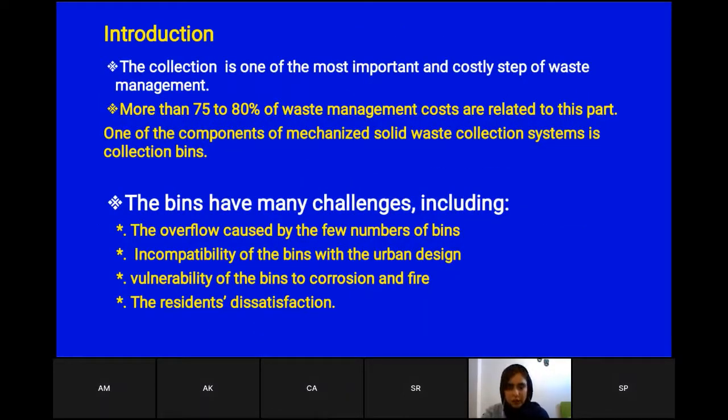Waste collection is one of the most important and costly steps of waste management. More than 75 to 80% of waste management costs are related to this part, and one of the components of a mechanized solid waste collection system is collection bins. These bins have many challenges, including overflow caused by the small number of bins, incompatibility with the urban design, or they can spread bacteria and different kinds of viruses.